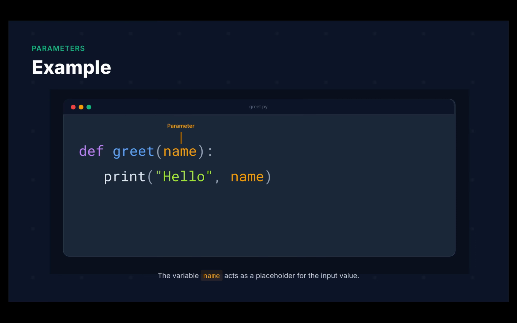Here, with the same greet function, we now have a parameter called name. It acts as a placeholder, so the function can greet different people depending on what argument is passed in later. This is the bridge from fixed behavior to dynamic behavior.